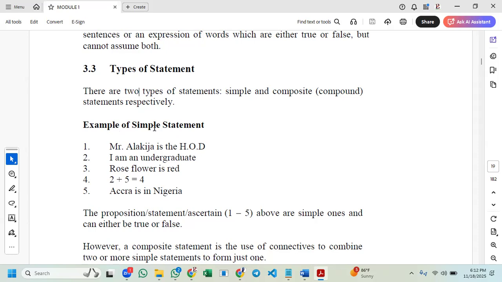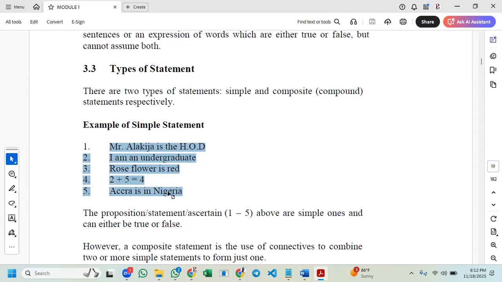Now, examples of simple statement. Mr. Alakija is the HOD. They ask this in the exam too, that the following are simple statements except. So they will list some of the things that you have here, then they add one thing that is very long or that is not part of them. You fish it out. They will use three out of them in the options and put one that is not there.